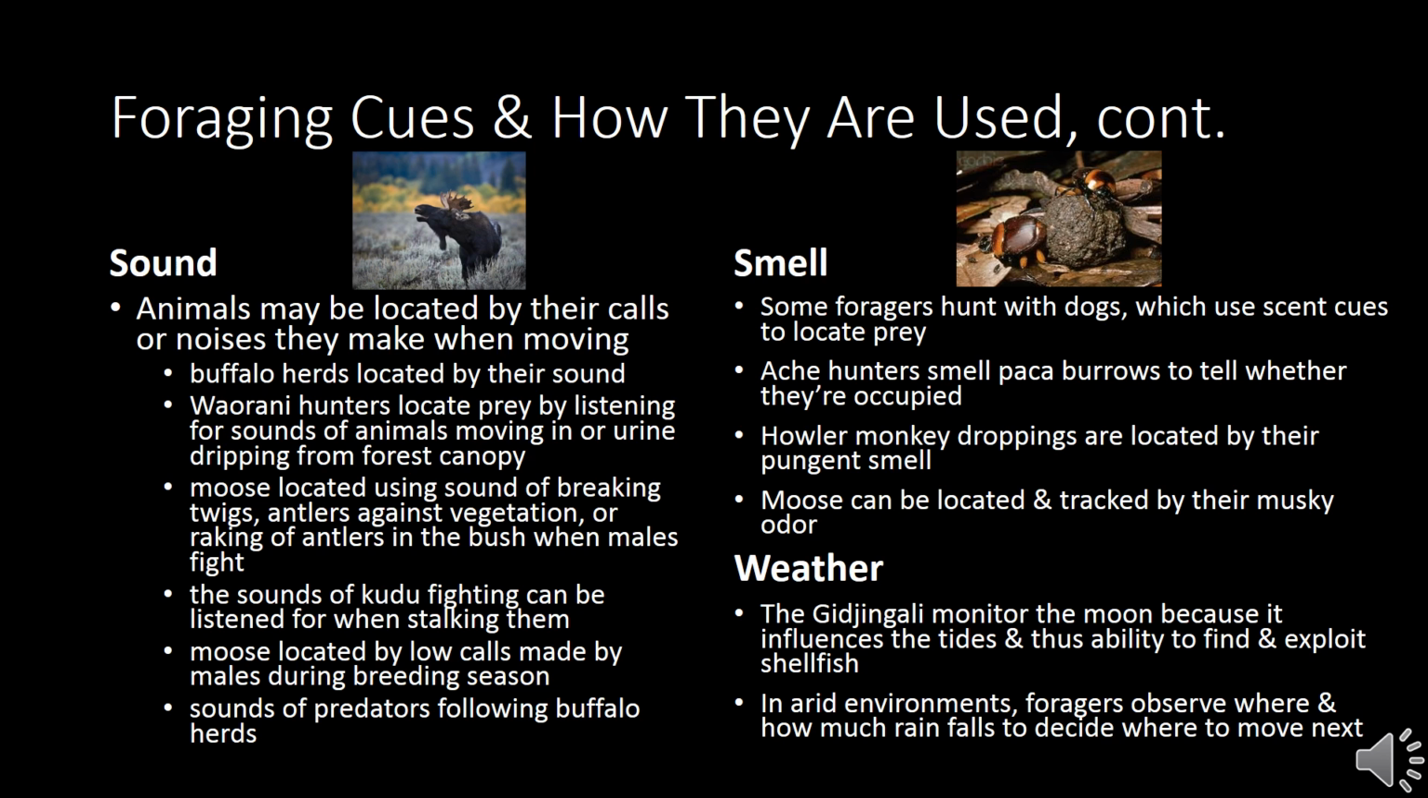Yet another type of environmental cue that can be used to locate prey is weather. For example, in arid environments, foragers observe where and how much rain falls, and use this information to make inferences about the location and characteristics of resources, and to make decisions about where to move next.